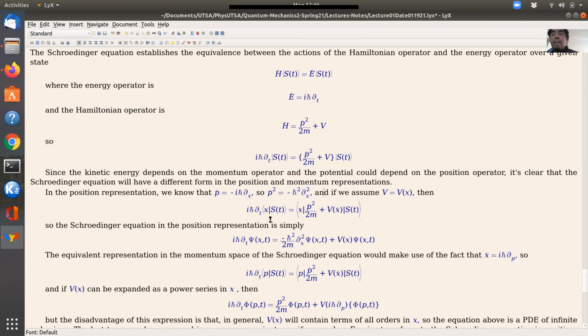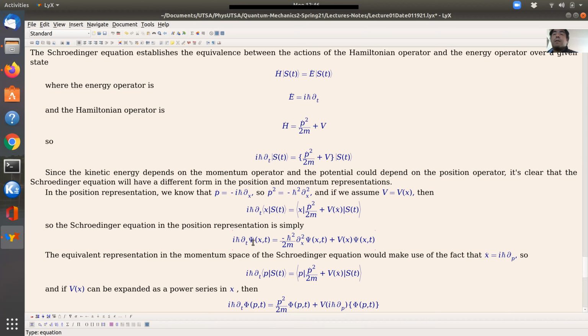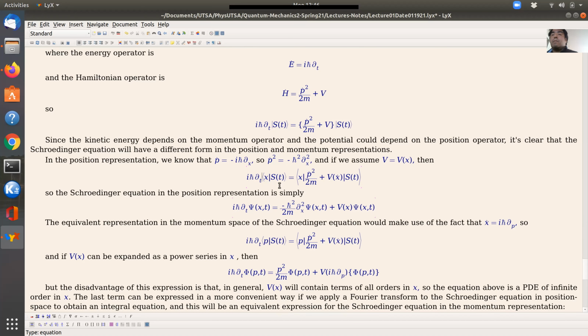So what you'll have is the Schrodinger equation in the position representation is simply i h bar partial of psi with respect to time, by definition of this. Then you plug in this operator, then you'll have minus h bar squared over 2m partial square with respect to x plus V of x psi.